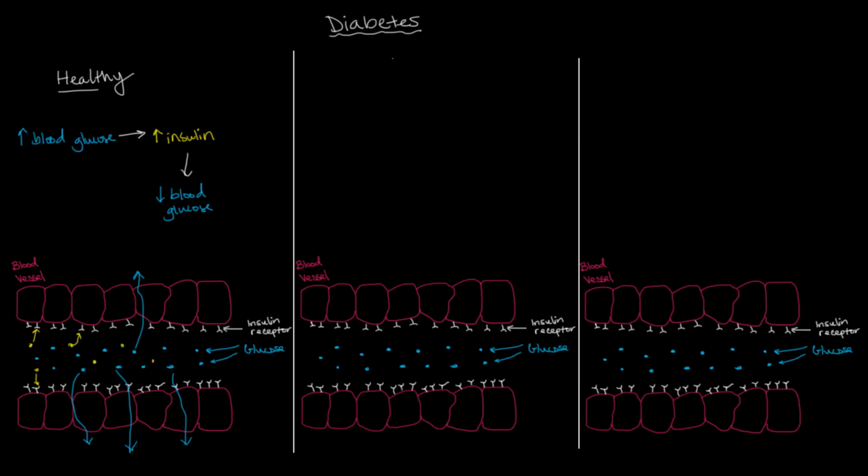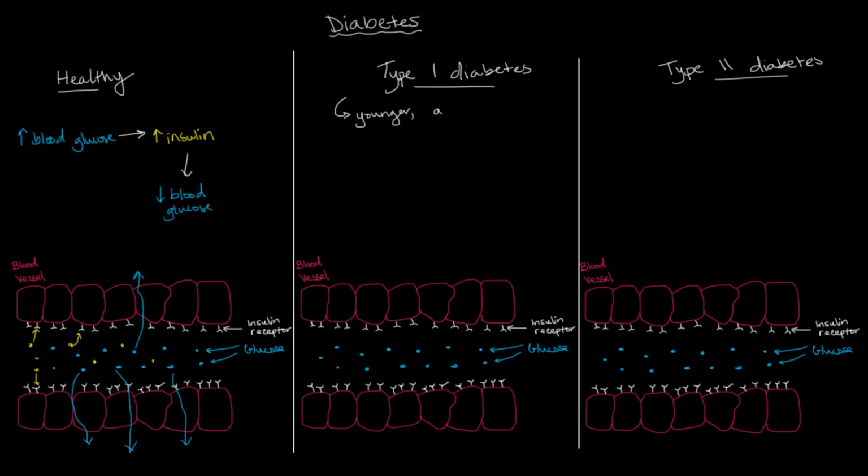There are two different types of diabetes: type 1 diabetes, and then type 2 diabetes. We'll go through the mechanism of both of these types. In type 1 diabetes, you usually get it when you're a little bit younger. You're either born with it, or you have an infection later in life, maybe in your 20s or 30s, and you develop type 1 diabetes.